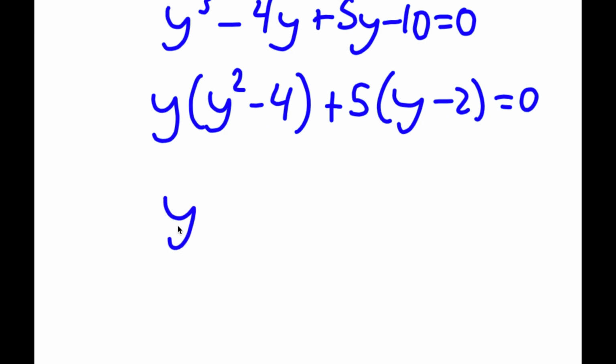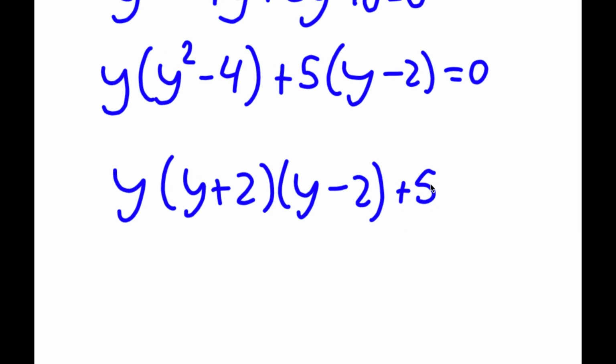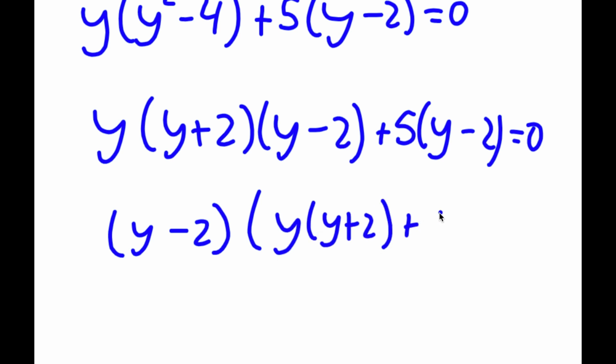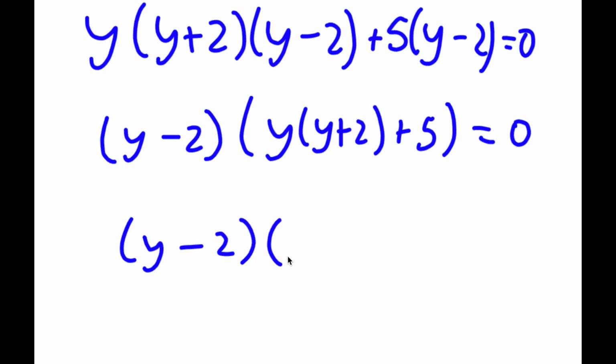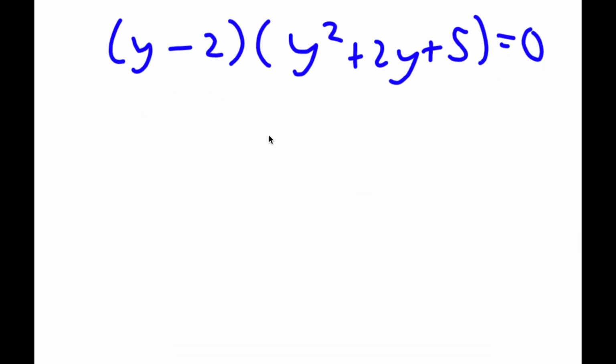Now y squared minus 4 is the same thing as y plus 2 times y minus 2. Now I have this plus 5 times y minus 2 is equal to 0. And now if I factor out y minus 2 from this, I get y minus 2 times y plus 2 plus 5 is equal to 0. Now this is the same thing as y minus 2 times y squared plus 2y plus 5 is equal to 0. So now this is going to give me two equations.